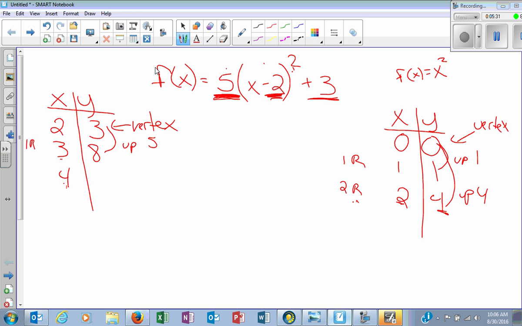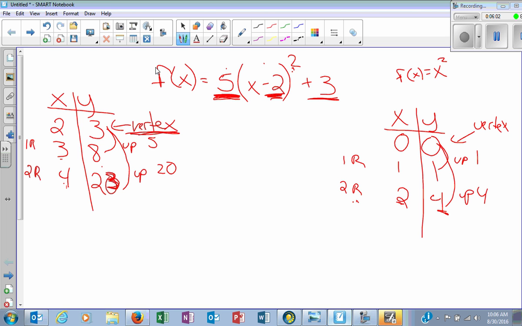4 minus 2 is? 2 squared is? Times 5 is? Plus 3 is? So if I went to the right 2, what? Oh, sorry, this is a 23. What did I go up, actually? This is a 3. Always going back from the what? Not going back from the 8. I'm not talking about here. I'm going back to the vertex.